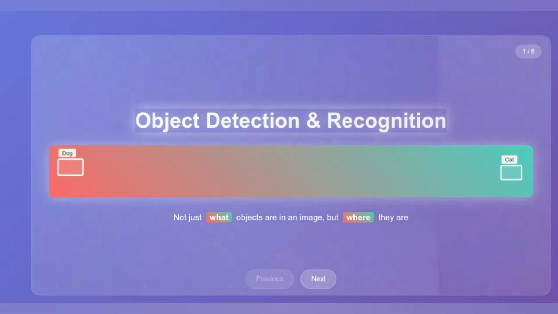One of the most impactful applications of computer vision is object detection. It's not just about knowing what an object is, recognition, but also where it is in an image. This lecture will dive into this dual challenge.